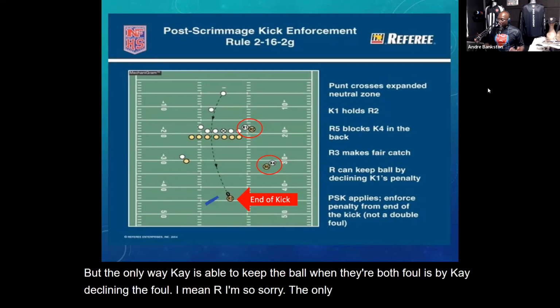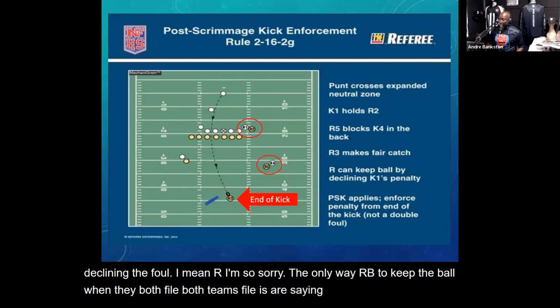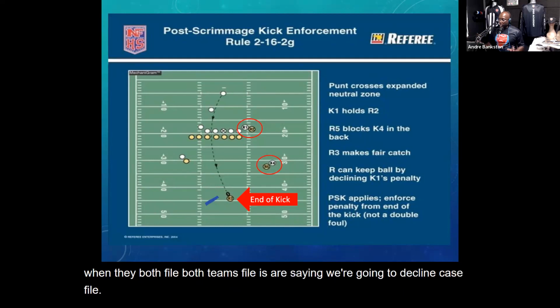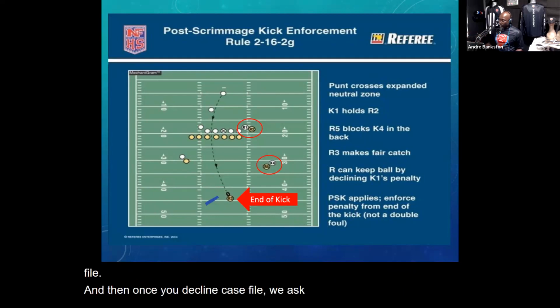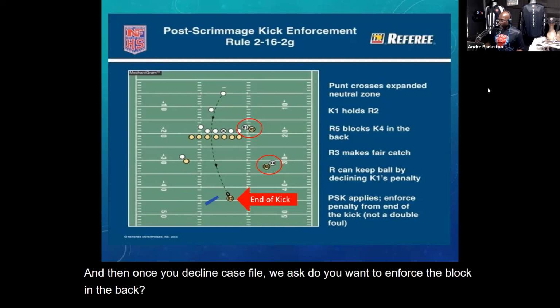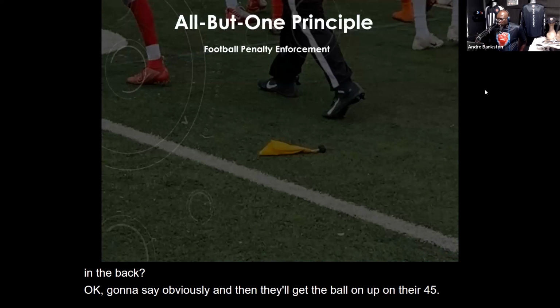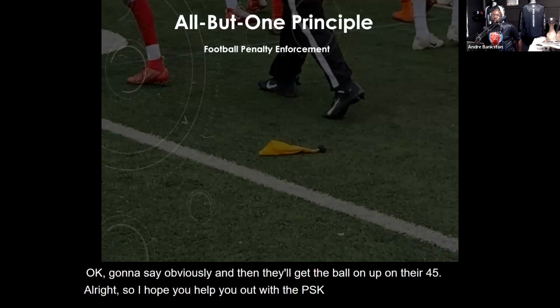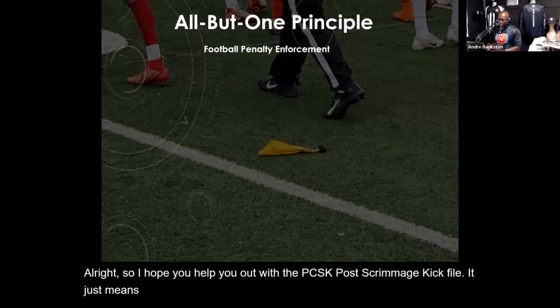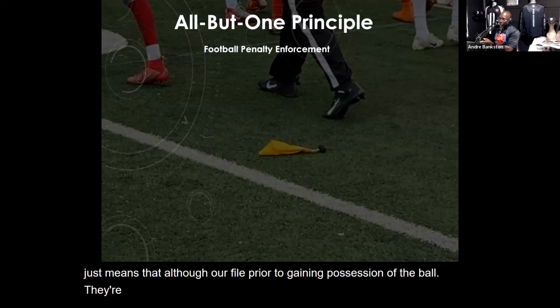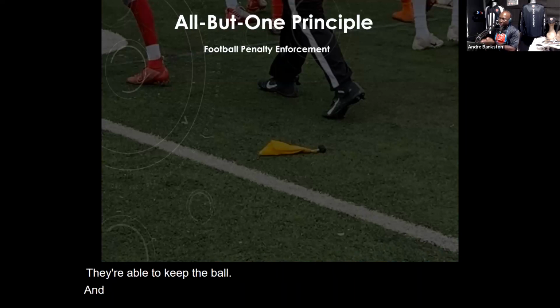The only way R is able to keep the ball when both teams foul is R saying we're going to decline K's foul. And then once you decline K's foul, we ask K, do you want to enforce the block in the back? K is going to say yes, obviously, and then they'll get the ball on their 45. All right. So I hope that helped you out with the PSK post-scrimmage kick foul. It just means that although R fouled prior to gaining possession of the ball, they're able to keep the ball and get the penalty enforced on their possession at the end of the kick.